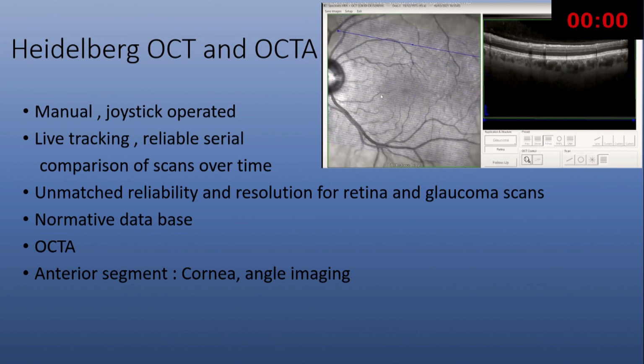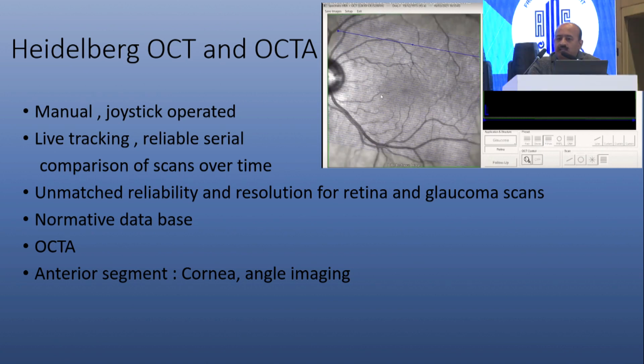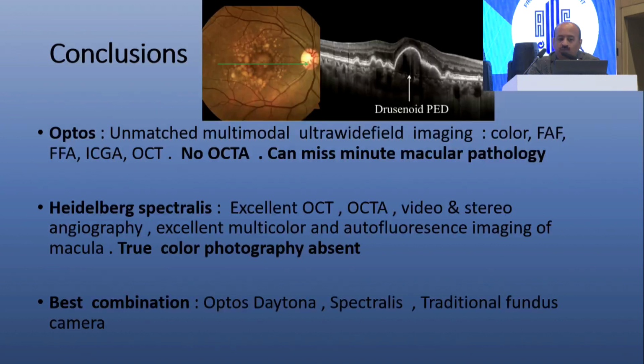Then OCTA, as I said, is not yet available with the Optos, and obviously anterior segment imaging is also not yet available with the Optos. Whereas in the Heidelberg, you can do the cornea imaging, the angle imaging, all these things can be done. So some advantages like OCTA and anterior segment imaging with the OCT are possible, but not possible as of now with the Optos technology. Both technologies are extremely excellent, but you should know some limitations will be there for each technology, and there are strengths of each technology, and they have to be put in perspective and utilized in that particular way.